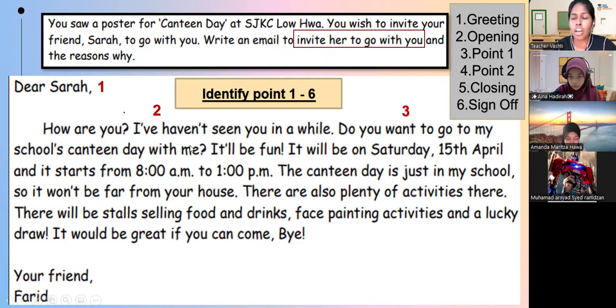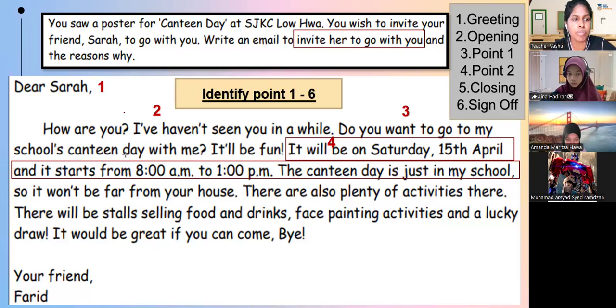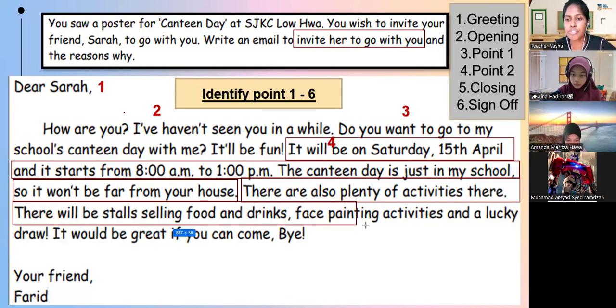Next one, point number 4, point 2. Which one is point 2? It will be on Saturday, 15 April, and it starts from 8 a.m. to 1 p.m. Okay, so point 2 is the reasons why. So you can give the venue and everything. Time, date, venue you can give. Then you must give the reasons why. Why? Because there are also plenty of activities there. There will be stalls selling food and drinks, face painting activities, and a lucky draw.